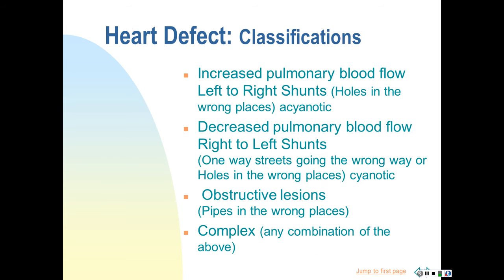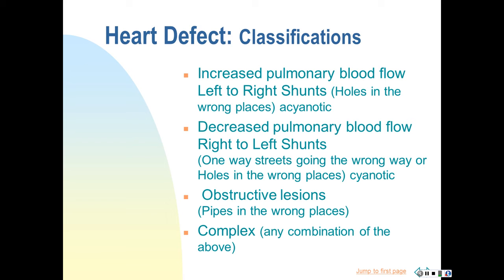So the way we talk about our defects is we talk about what happens to the blood flow for a good portion of them. So we have some that are going to give us increased pulmonary blood flow, which means the blood is shunting from the left side to the right side. Remember the laziness. So since it's red blood going back to the blue blood side, these kids stay pink. They don't have any problem with cyanosis.